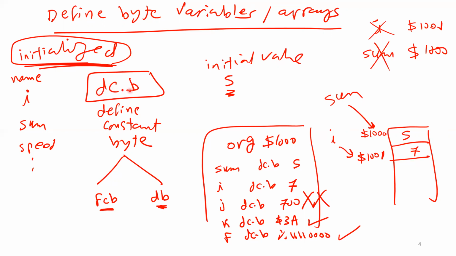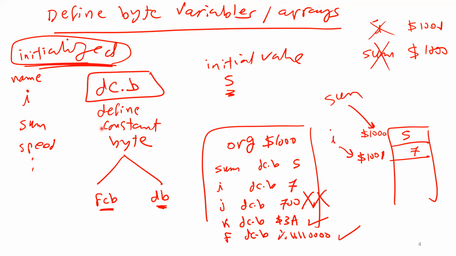The directive is dc.b, define constant byte. By the way, it is called constant, but it's not a constant value, it's a variable. You can write dc.b, but the assembler can also accept db or fcb, so they are the same, but you can just use this one all the time. So it's the name of the variable, then dc.b, b for byte, and then I put the initial value here, for example 5, 6, 7, whatever. Very easy, right? This is how you define a variable I, which is a byte, with this initial value.